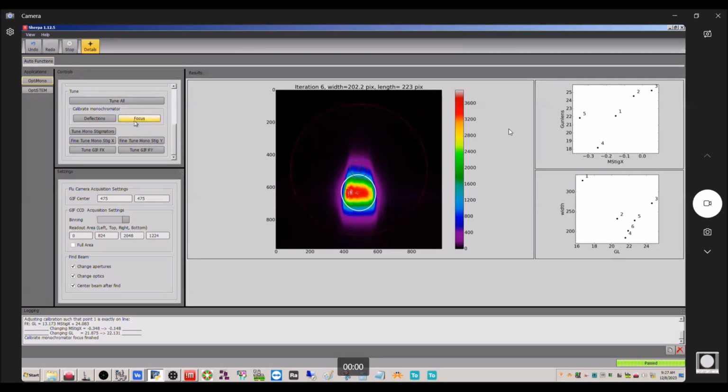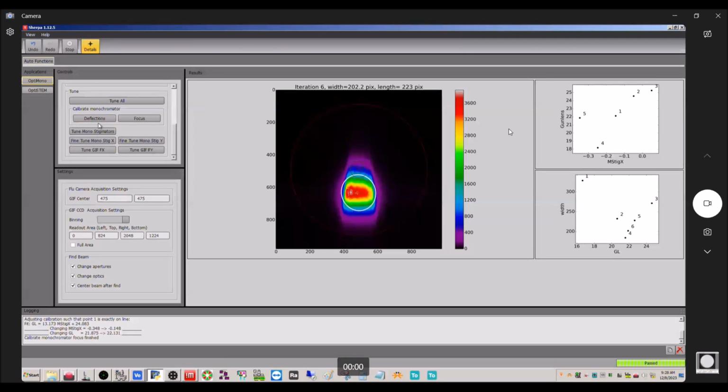Okay, yeah. So basically, if we did tune all, it would run all of these, but again, because we don't have the GIF talking with Sherpa, we can do this one, and this one, and this one. Okay, so we can't do the mono stig X and this one and this one because they rely on using the GIF. Okay.